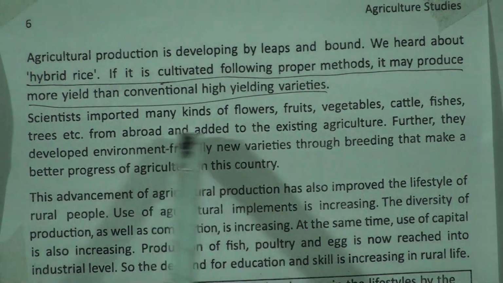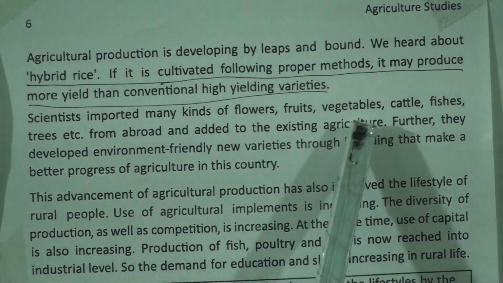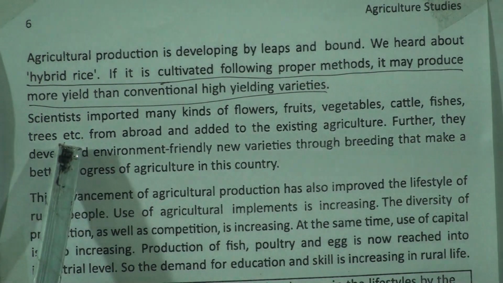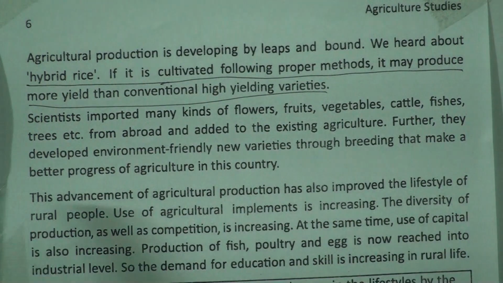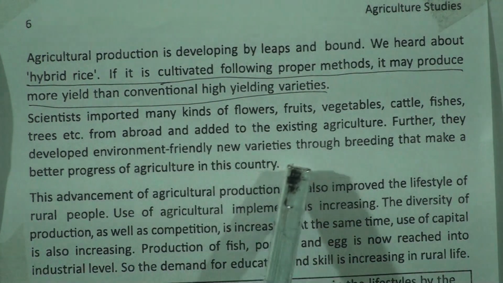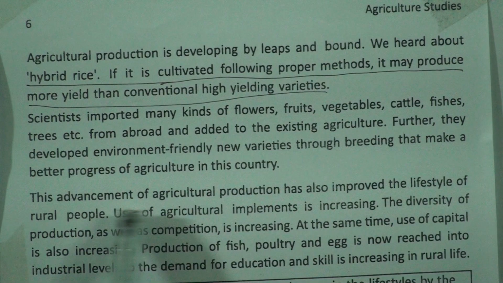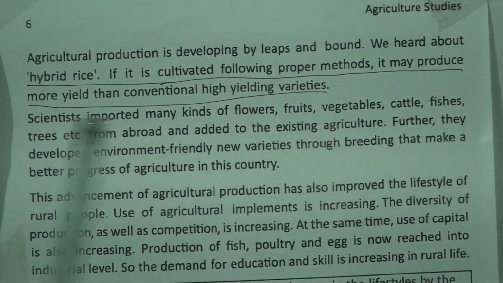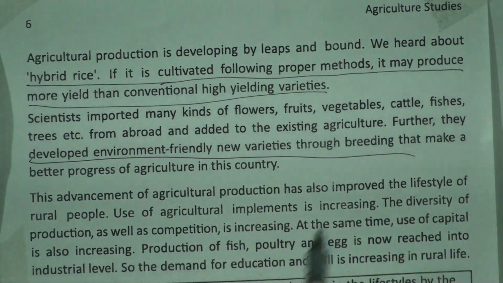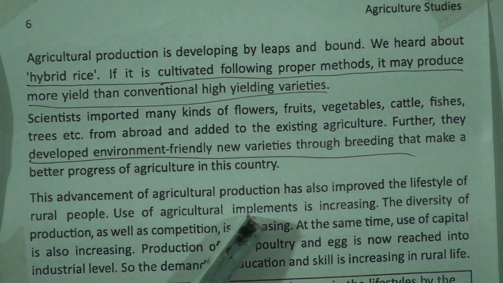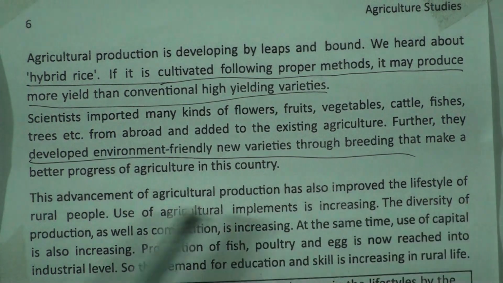Scientists imported many kinds of flowers, fruits, vegetables, cattle, fishes, trees, etc. from abroad and added them to the existing agriculture. Further, they developed environment-friendly new varieties through breeding that make better progress of agriculture in this country. So our scientists develop environment-friendly varieties through breeding. And this advancement of agriculture production has also improved the lifestyle of rural people.